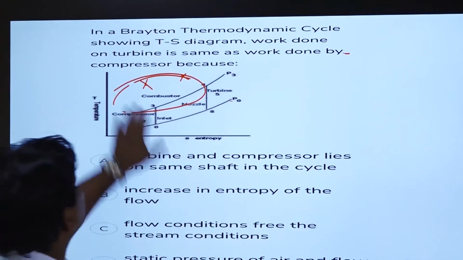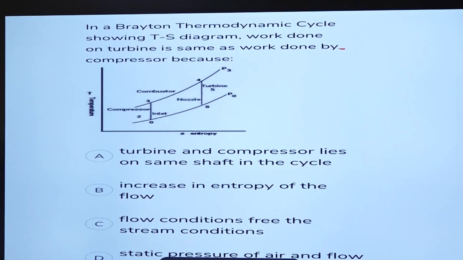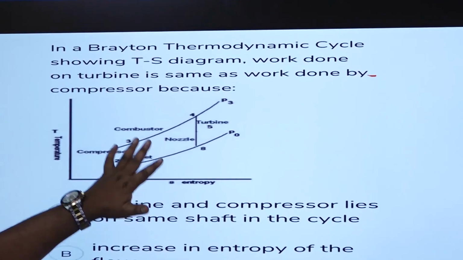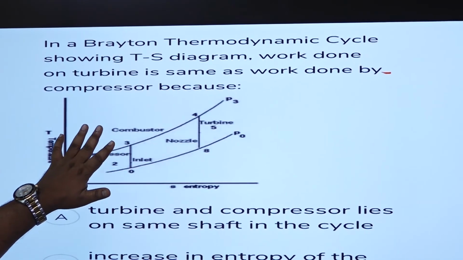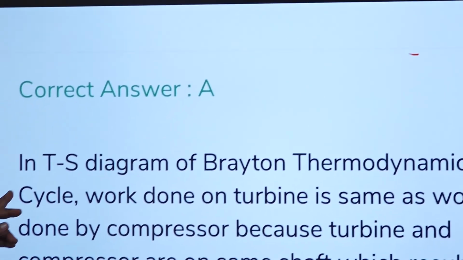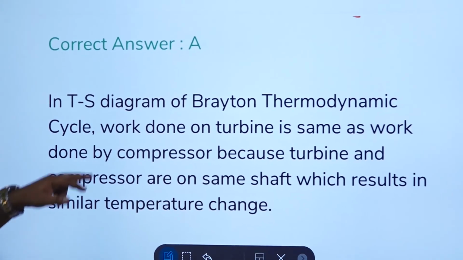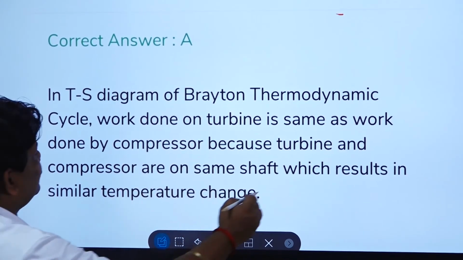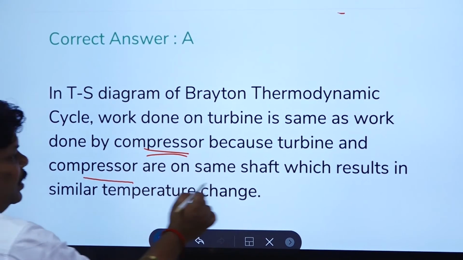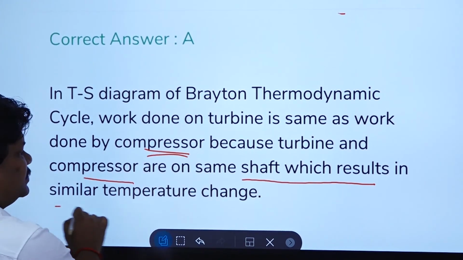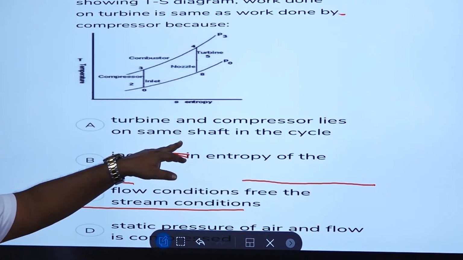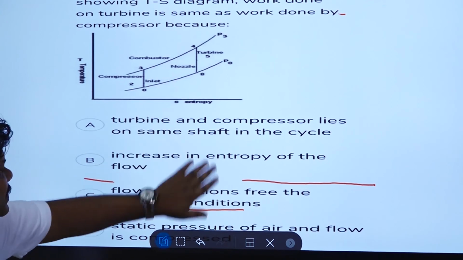So the next is, in a Brayton thermodynamic cycle, that is shown in that diagram. So a compressor, turbine, you all know this. So work done on the turbine is same as work done by the compressor, because, what is the reason for this? In the TS diagram of a Brayton thermodynamic cycle, the work done on the turbine is same as that of the work done by the compressor, because turbine and compressor are on the same shaft, which results in similar temperature change. So turbine and compressor lie on the same shaft in the cycle. Okay, so this is the explanation.